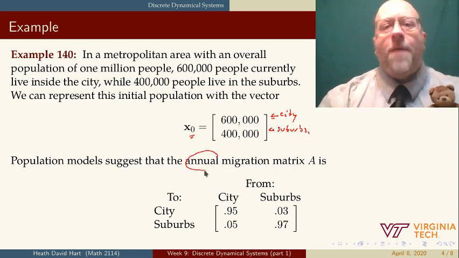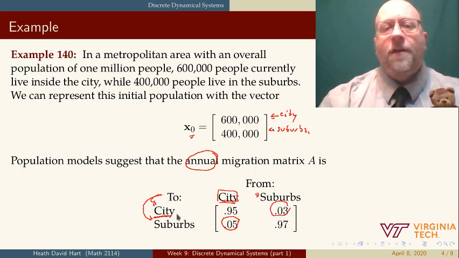We have an annual migration matrix that says over the course of any given year, 95% of the residents of the city stay in the city. They were in the city at the beginning. They did not migrate. They stayed in the city at the end of the year. But 5% of the population migrates from the city to the suburbs over the course of a year. On the other hand, 3% of the population moves from the suburbs to the city, and 97% of the people in the suburbs stay in the suburbs. That's how this transition matrix works.